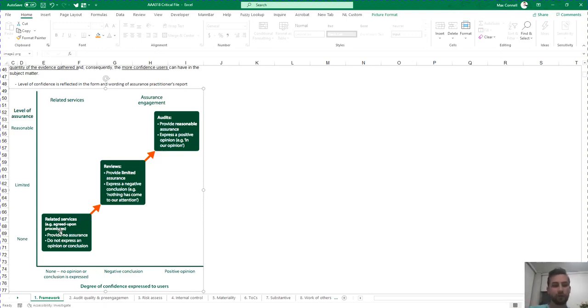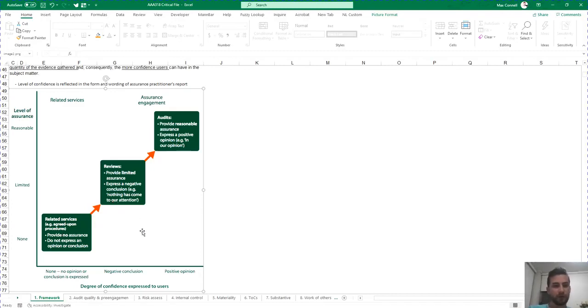And the more important point here is that the auditor doesn't actually express any opinion on it. It doesn't say, in our opinion, we think there is no fraud happening. What they say is nothing at all, because it's not an assurance engagement.